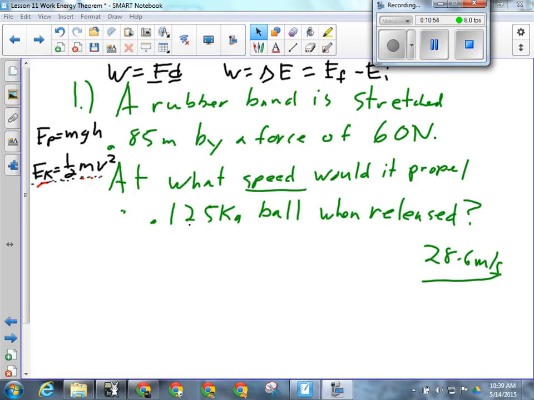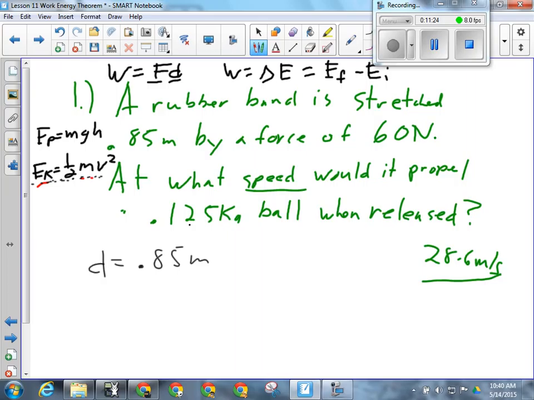Caleb, question. 0.125 kilograms, yes. All right, as we're reading through here, it says a rubber band is stretched 0.85 meters. What does meters measure? It can measure distance. It can also measure height. In this case, it obviously measures distance because it's not a vertical thing. We're stretching this rubber band, all right? So it's a distance. So 0.85 meters for that one.